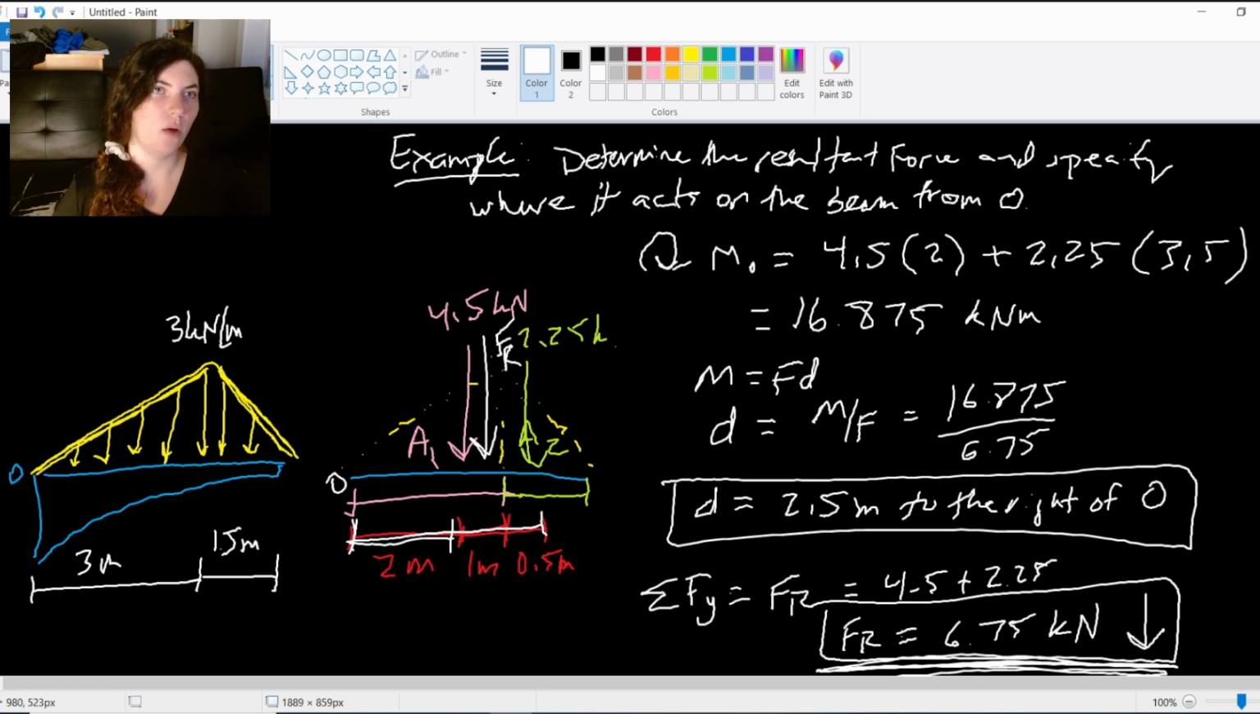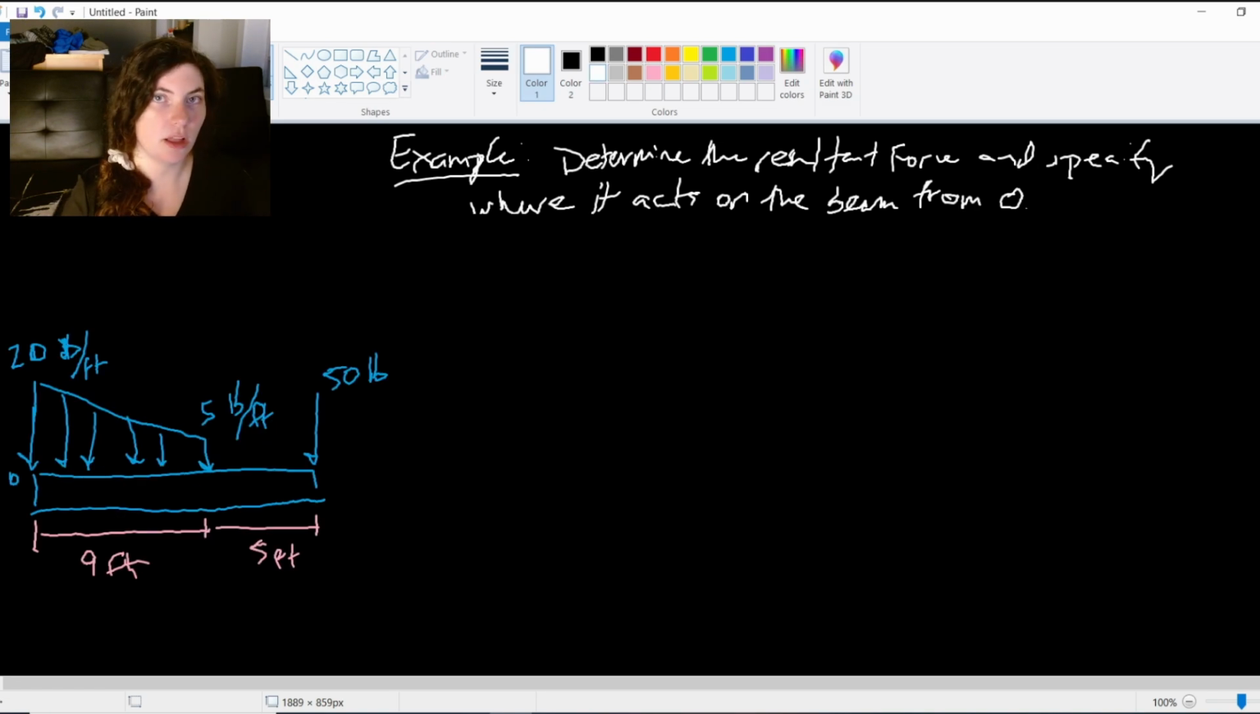Let's go ahead and take a look at one more example. In this example, I'm again finding the resultant force and specifying where it acts, but now my distributed loading looks a little bit different, and I have just a regular applied point force, right? A force applied at a point. So we'll notice that we actually have two numbers on this loading, right? On the far left, we have 20 pounds per foot, and then on the far right, it says 5 pounds per foot. So what this actually means is that it's not going all the way down to 0, as it did in our last one, right? Our endpoints were both 0 with a peak of 3. But this is going from 20 to 5.